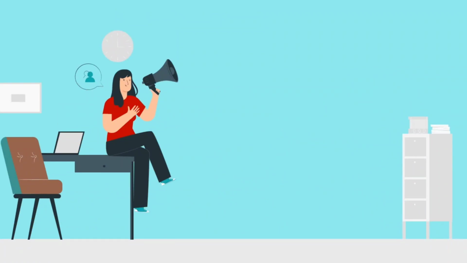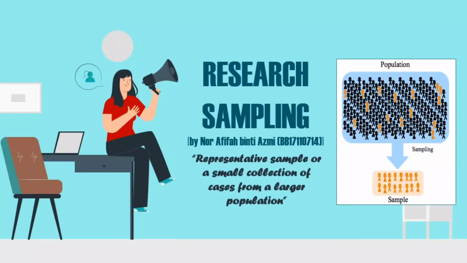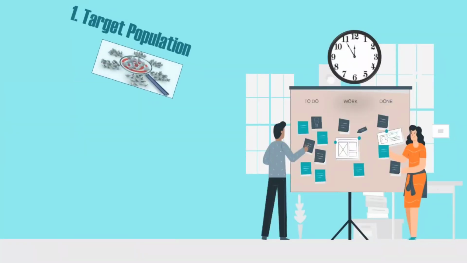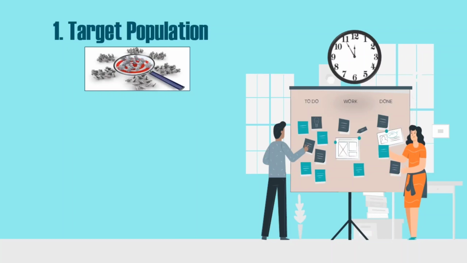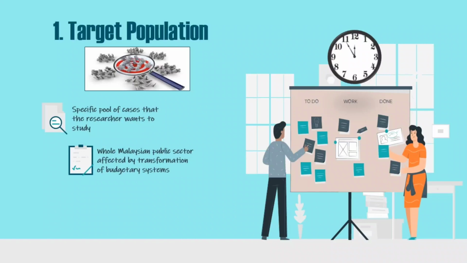I am Nora Binti Azmi and I will present the research sampling. The primary objective of conducting research sampling is to acquire a representative sample or a small collection of cases from a larger population. The first step in the sampling process is to determine the target population, which is defined as the specific pool of cases that researchers want to study. In this study, the target population is the whole Malaysian public sector that has been affected by the transformation of the budgetary system that enables the public sector to effectively contribute the services in harmonizing citizen well-being.